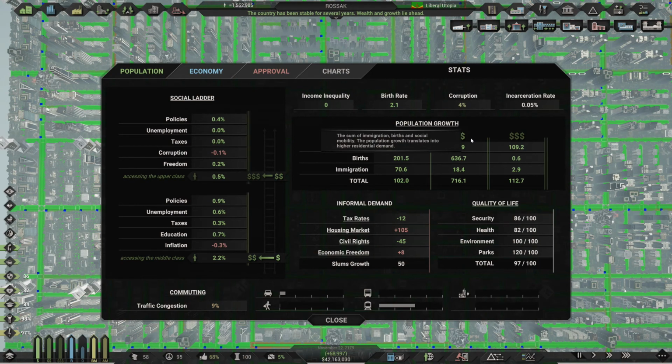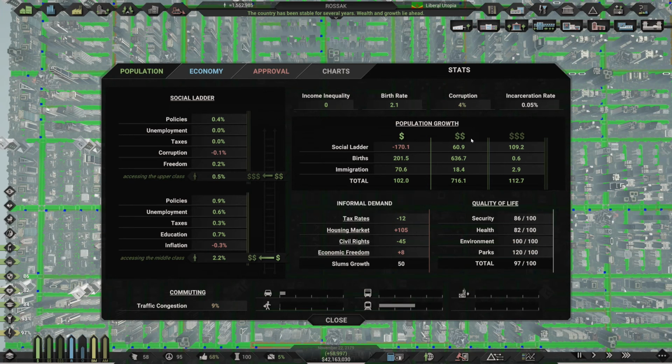Here there's some things that affect population growth. Like social ladder, seems like definitely a minus there on the social ladder, which is interesting. Births are doing pretty good. And immigration, now, like I said, I really try to limit immigration. So you can see I'm really limiting the low class. So yeah, that's really what I want to do. You can see that I'm getting a lot of middle class and more upper class than lower class. So this is why this city is so successful and profitable. Here you have under this something called informal demand.